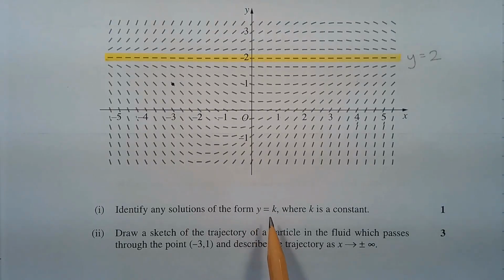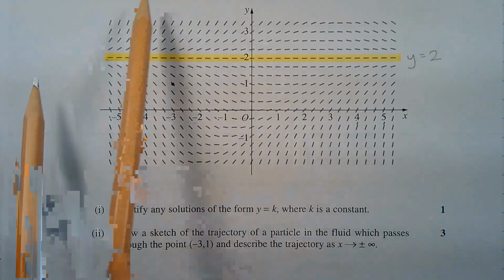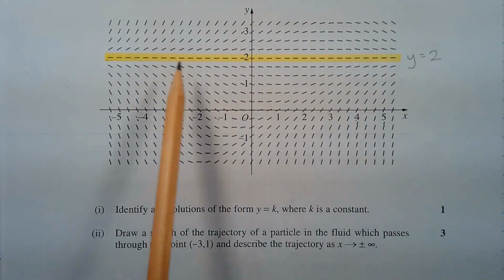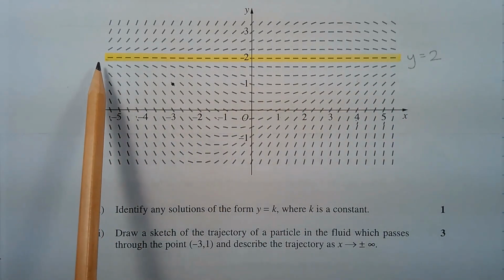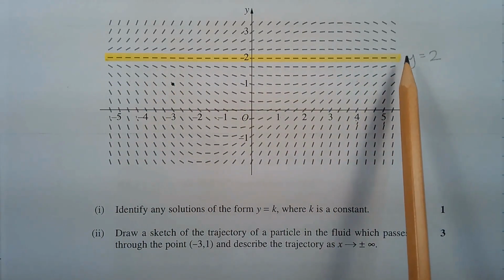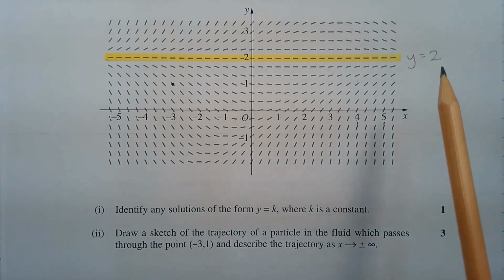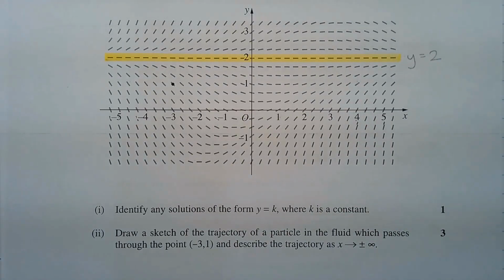The graph of y equals k is a horizontal line with gradient 0. It can be observed on the slope field that y equals 2 is one such solution. The gradient is 0, and the gradient of all the tangents that are on the line are also equal to 0. Therefore, y equals 2 is a solution.